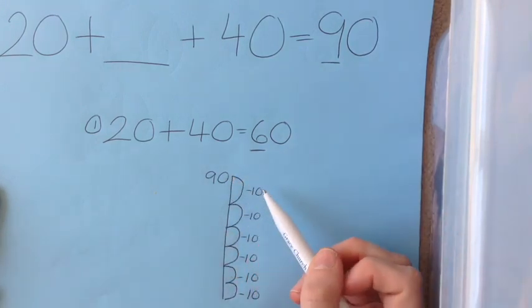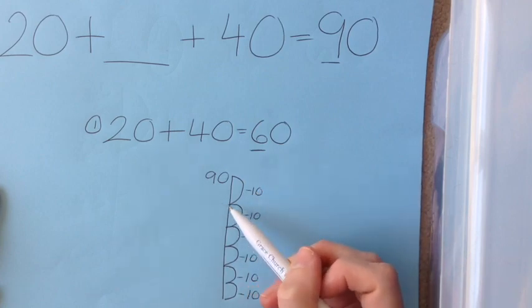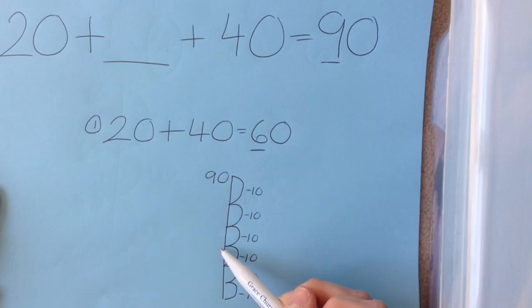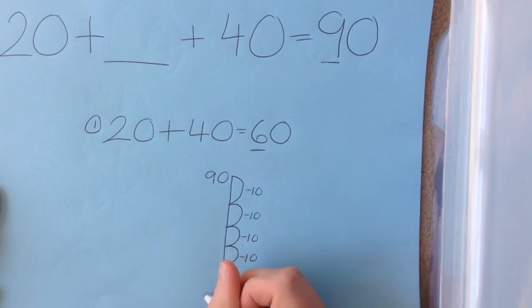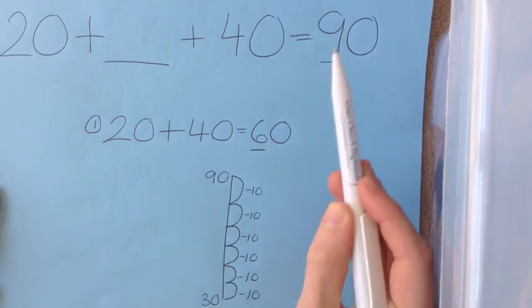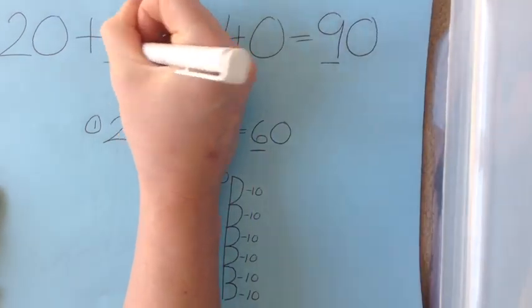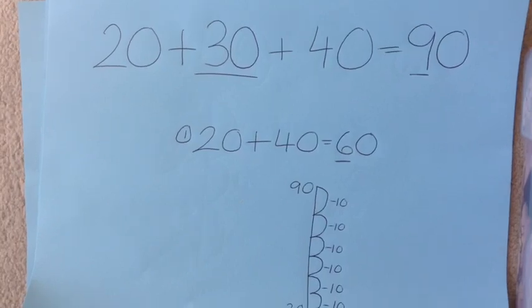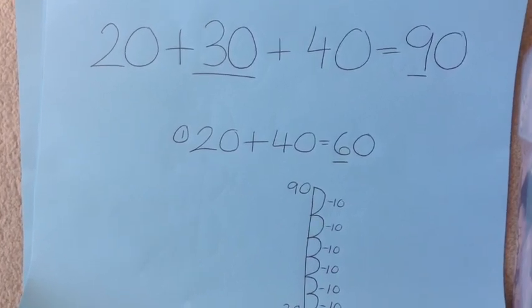And I know 90 take away 10 is 80. 80 take away 10 is 70. 70 take away 10 is 60. 60 take away 10 is 50. 50 take away 10 is 40, and 40 take away 10 is 30. So therefore the difference between 60 and 90 is 30. So I can put my missing number in my spot, and I use subtraction.